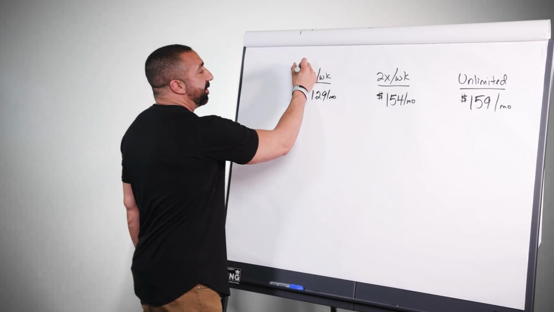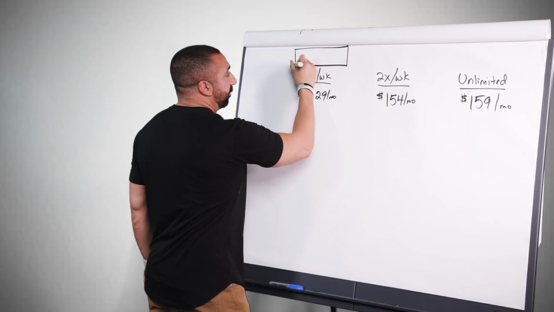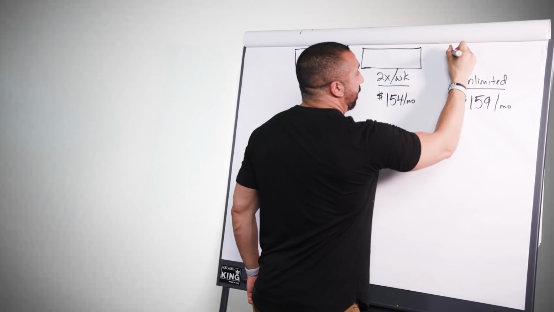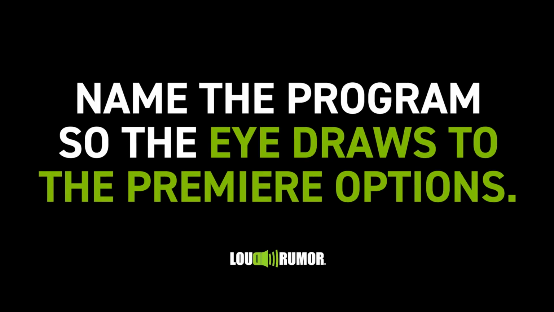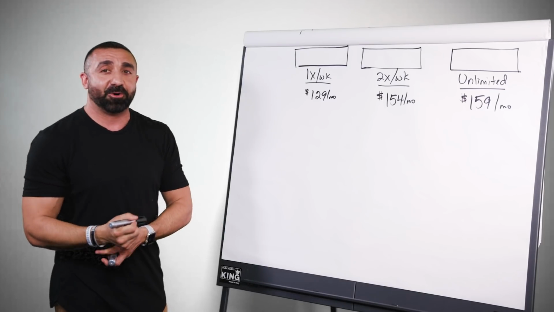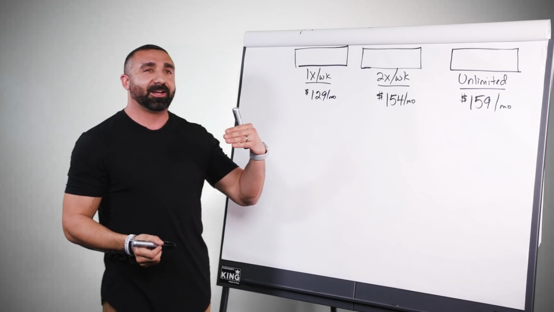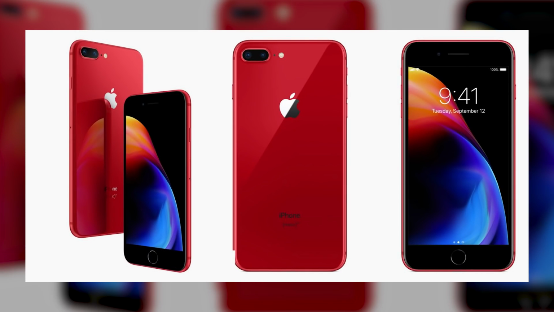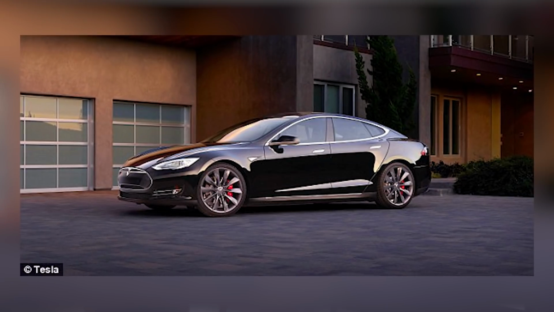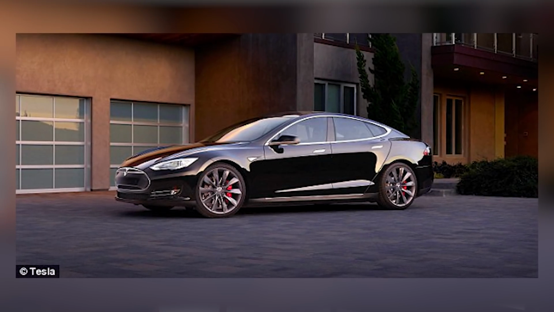The next is in the naming of the programs, okay? You want to do your best to name the program something to where the eye draws, once again, to these two options, okay? So I'll show you how to do it. You've actually seen iPhone do it, right? With like, they'll have like the iPhone 8, and then the iPhone 9, and then the 9 Pro, or the 9 Plus, or the 9S, or whatever it is, right? Tesla just did it where they have Sport, then they have Ludicrous, and then they have Ludicrous Plus. So you see it a lot.